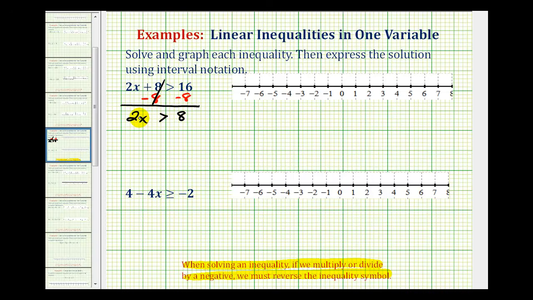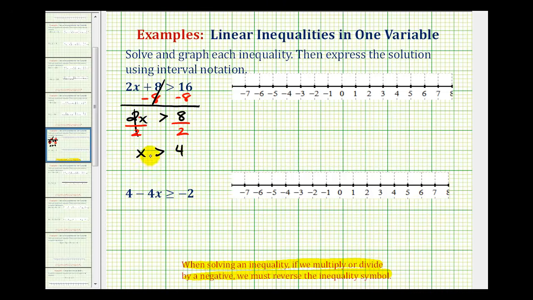And again, 2x means 2 times x, so to undo this multiplication, we'll divide both sides by 2. Now we're dividing by a positive, therefore we do not reverse the inequality symbol. So when we simplify this, we'll have x is greater than positive 4. Now let's go ahead and graph this.